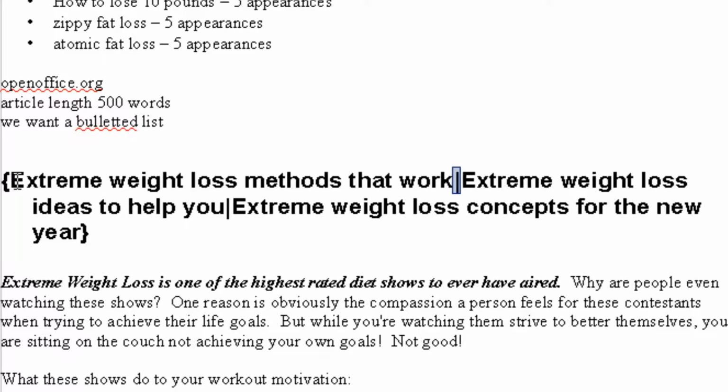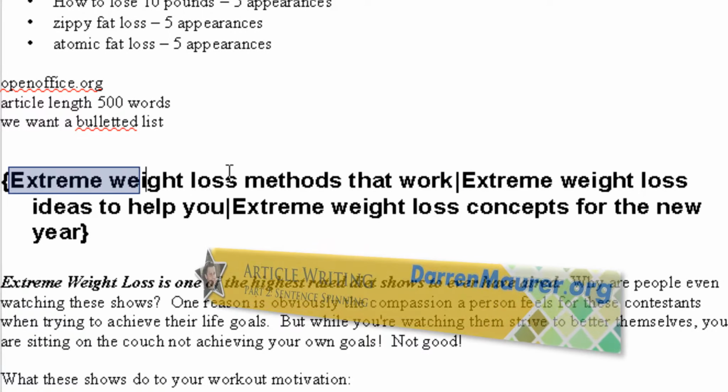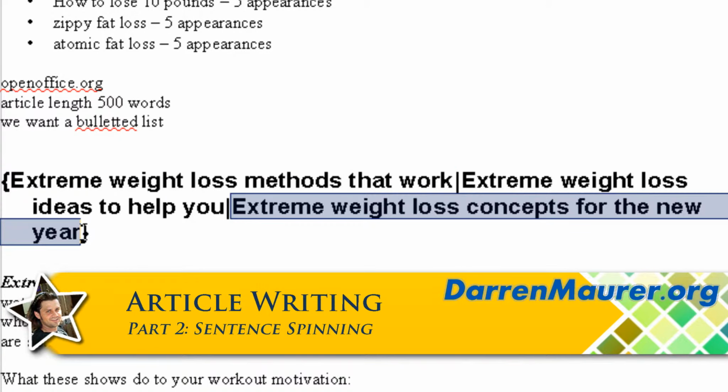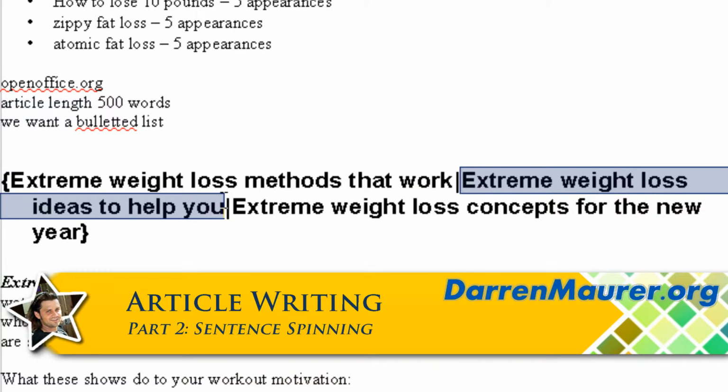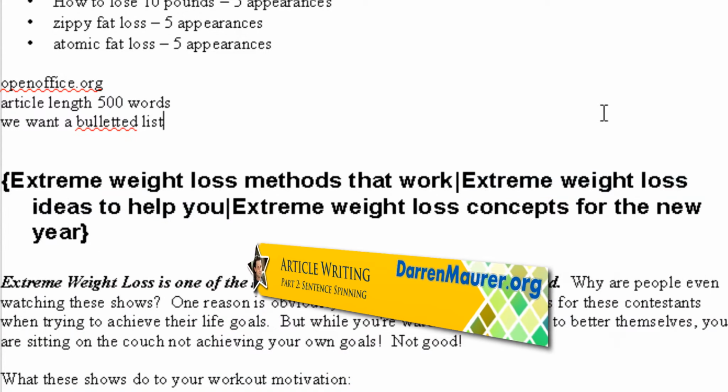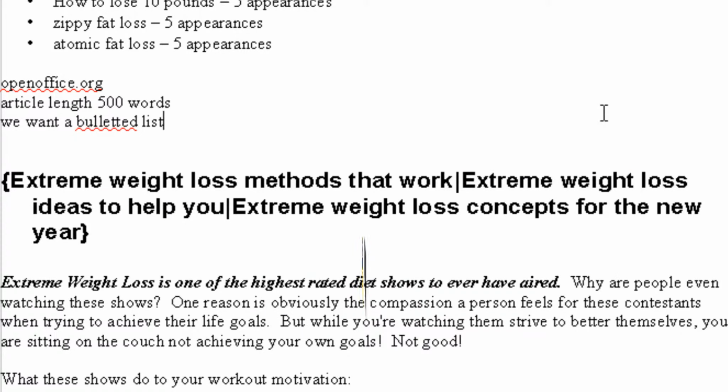So what'll happen is each time that I run this article, the first time it might take extreme weight loss methods at work. The second time I run this article, it might do extreme weight loss concepts for the new year. The third time, it might choose extreme weight loss ideas to help you. So as you can see, each time I run this article, now instead of the same title every time, it'll come up with 3 different titles. It'll randomly pick one of those 3.